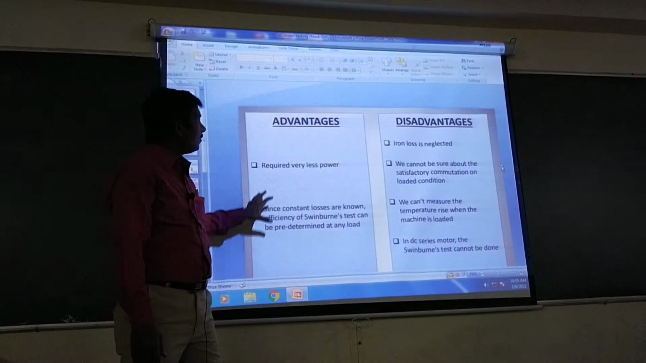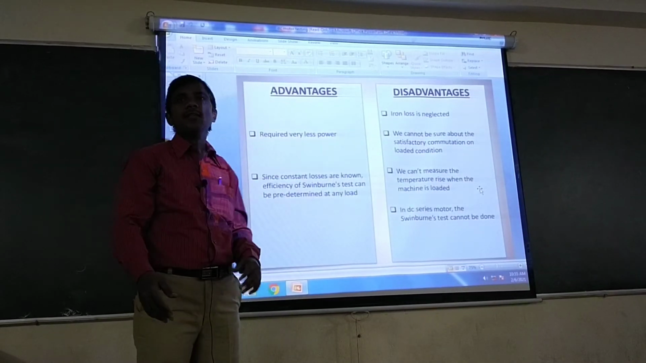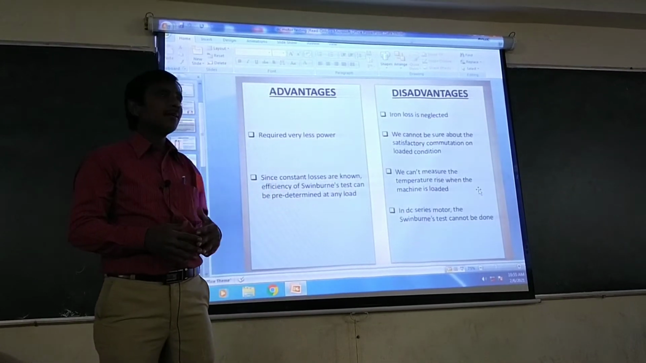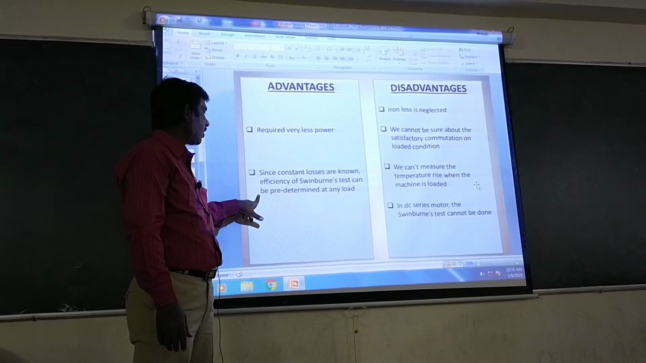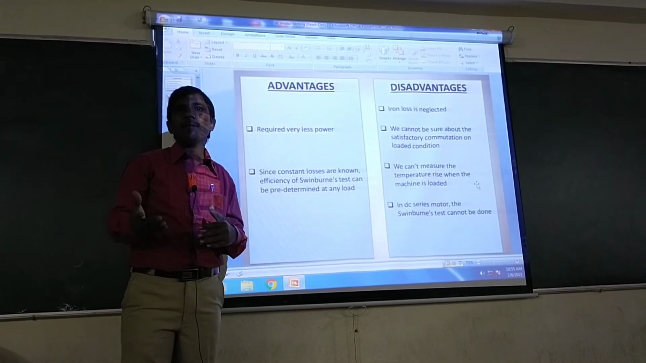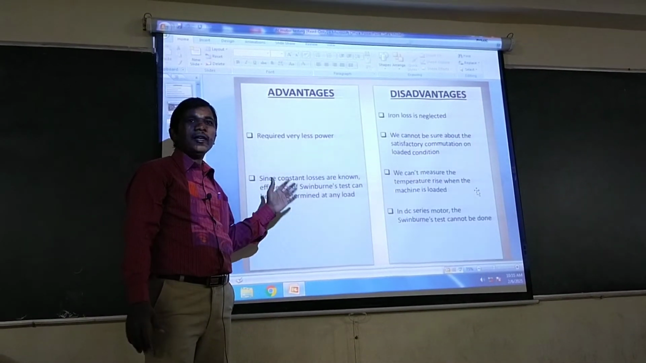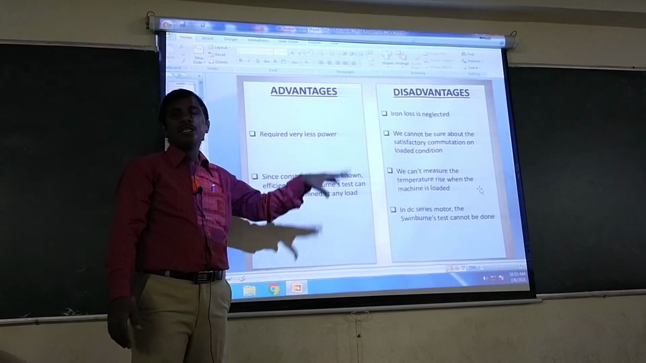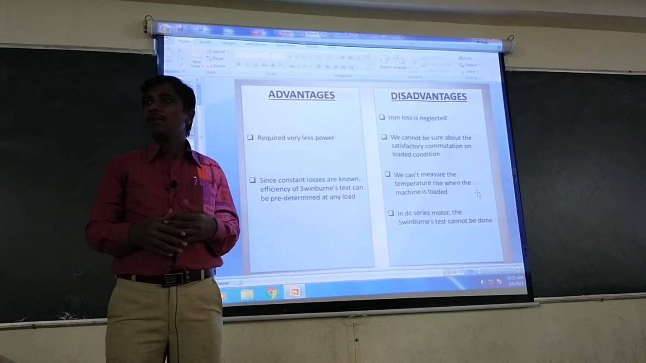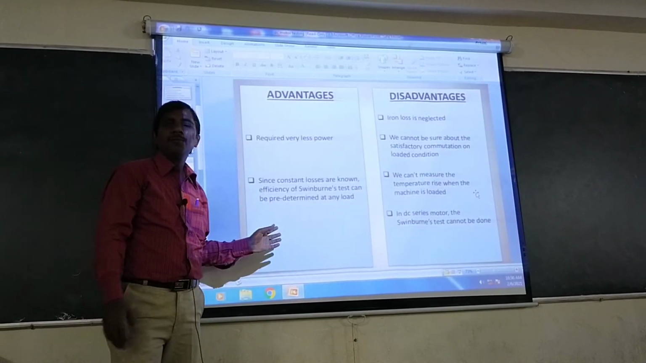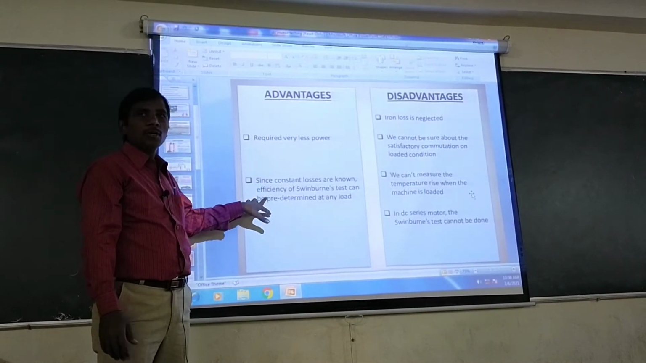Next, some advantages and disadvantages of Swinburne's test. It requires very little power, that is a big advantage. Wastage of power is less in Swinburne's test, and since constant losses are known, efficiency can be predetermined. Without applying the load, we are calculating the efficiency. Predetermined means before applying the load, we find the efficiency of a DC shunt motor or DC compound motor. We predetermine the losses of a DC shunt motor by using Swinburne's test.